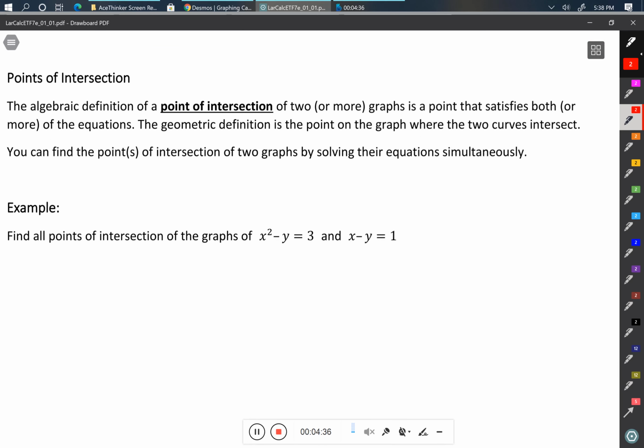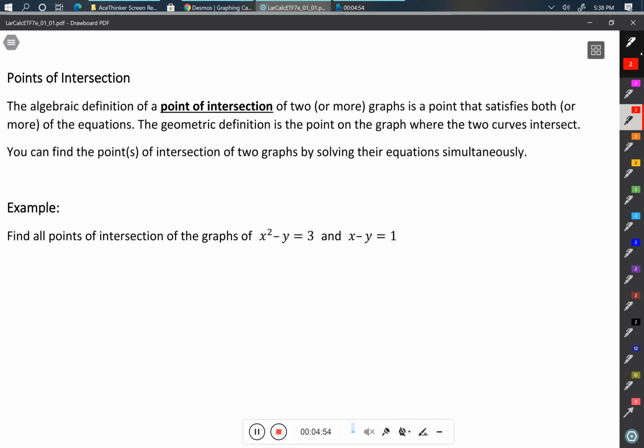A more important skill, though, is to be able to find a point of intersection of two, or potentially more graphs. A point of intersection is a solution point that satisfies both equations. That's the algebra behind it. The geometry behind it is it's a point of actual intersection.